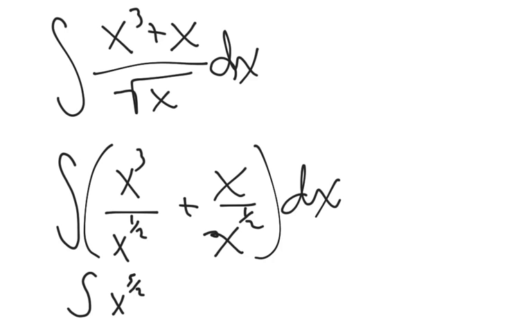If you take 3 and subtract a half, it's 2.5, but that's 5/2 as a fraction. And then plus x to the 1/2, and then just from there, reverse the power rule and work it out.